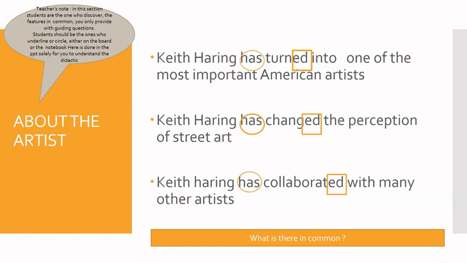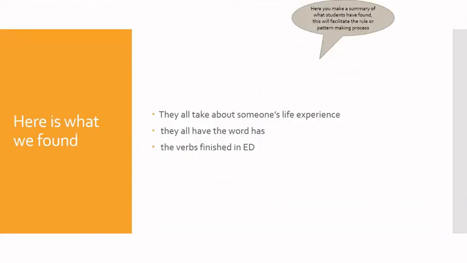Okay, so then what you do is that you sort of summarize all of those findings. These are the findings, or the patterns, that students found. First, they all talk about someone's life experience. Two, they all have the word has. Three, the verbs finish in ed. So here you do a summary of what they found, what the students found with your help, with your questions.